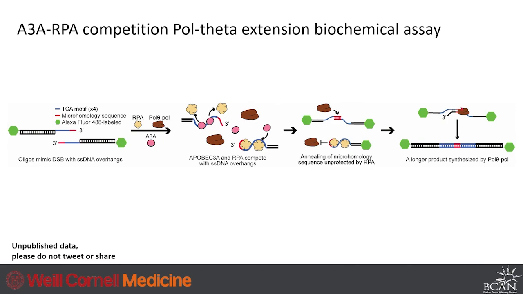To answer this question, we designed a biochemical assay, as we're showing here. We're using two oligos to mimic the break ends. The longer one on the 5' end is labeled with a fluorescent marker for our detector, and the 3' ends have the microhomologous sequences, with the motif for APOBEC binding in the middle. Then we mix these oligos with the A3A, RPA, and polymerase theta proteins. In the reaction, if APOBEC3A outcompetes RPA, it will expose more microhomologous sequences, they will anneal, and then MMEJ polymerase theta will be involved in generating longer annealing products. But if RPA outcompetes APOBEC3A, the microhomologous sequences will be protected.